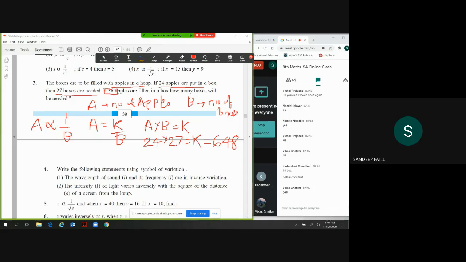So they have given the 36 apples. So we will change the color for that. So if we go by 648 as a constant, okay, A into B. So A is 36, 36 into B is equal to 648. So how many boxes are required? Please write in the chat box. How many boxes are required then?